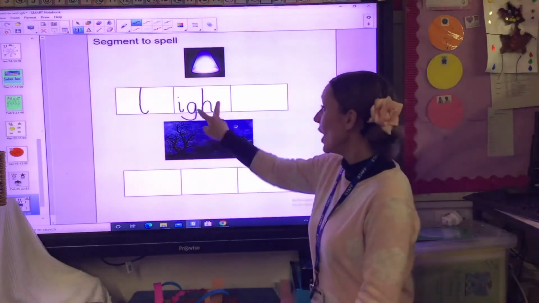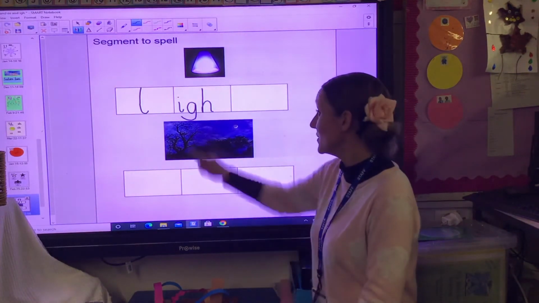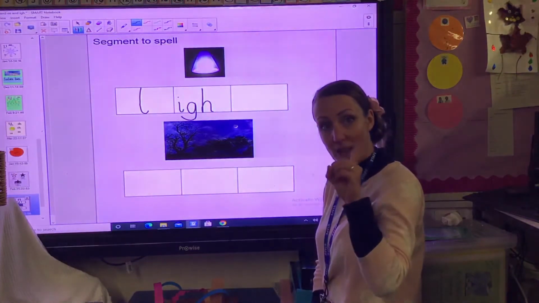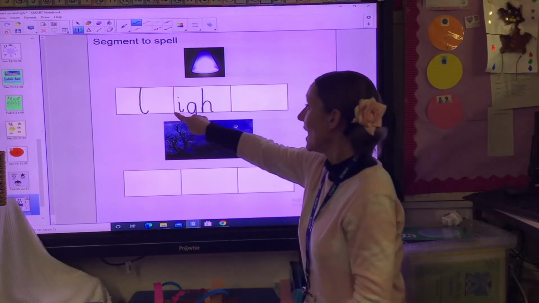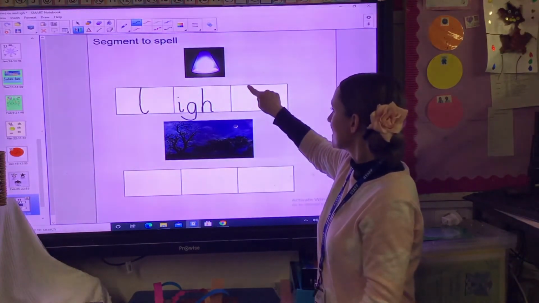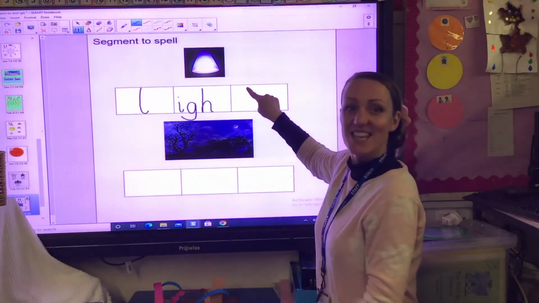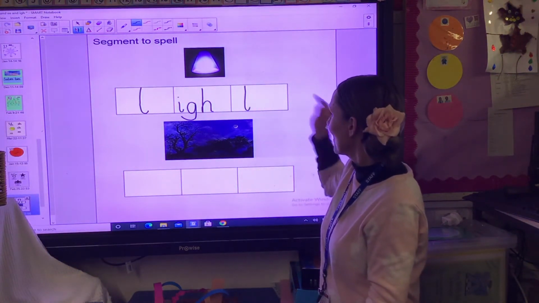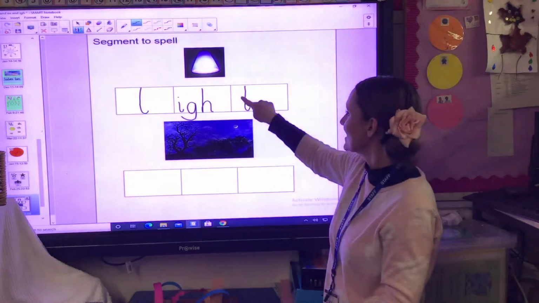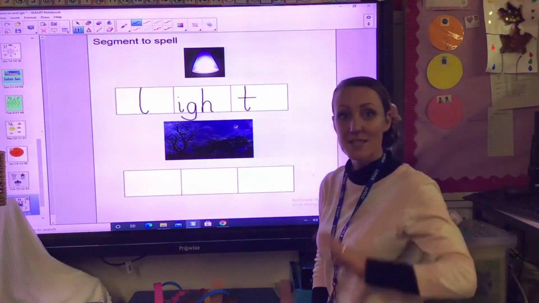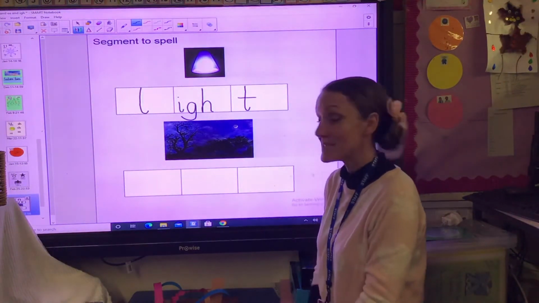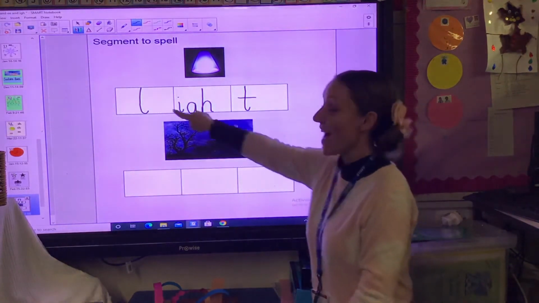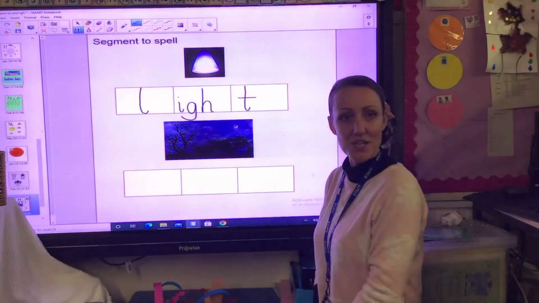It only goes in one box, even though there's three letters, because those three letters just make one sound. I. What's the last sound? Long ladder down, little curl, take your pen off and across. Let's read our writing. We must always read our writing when we've written something. Light. I turn on the light.